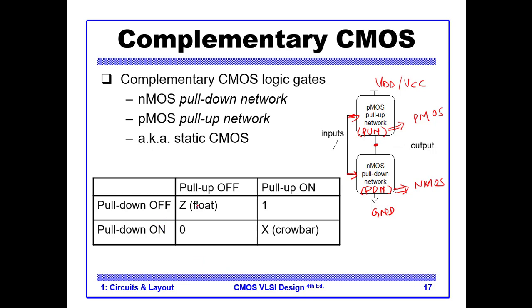And what kind of output can we expect? So in the table, if the pull down is off and the pull up is off, if both of these are off, what this means is that the voltage at the output is not known, so it is called floating. So if both the networks are off, then there is no voltage, and this is called floating or high impedance.